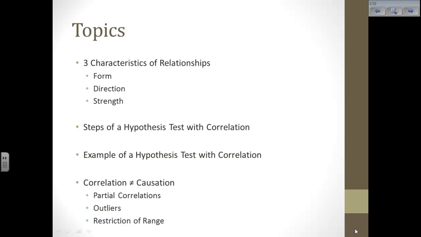So the steps haven't changed. It's just the details that have, and how you do those steps. Then I'll show you a couple examples of a hypothesis test using correlation. And then I'll get into all the reasons, well, just some of the main reasons, why correlation does not equal causation. Just because you find a significant relationship doesn't mean that X caused Y.